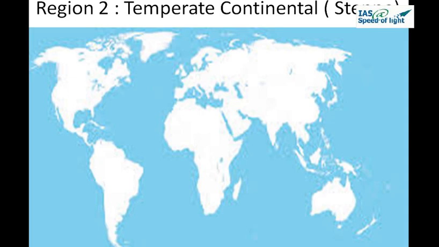Now let's move ahead to region 2 of this warm temperate region between 30 to 45 degrees north and south, which is the warm temperate continental, also known as the steppe region. As we have said earlier, we started from the western margin of the continents, now the interior of the continents, and then it will be the eastern margins of the continent. Let's first mark these regions, the warm temperate continental regions.